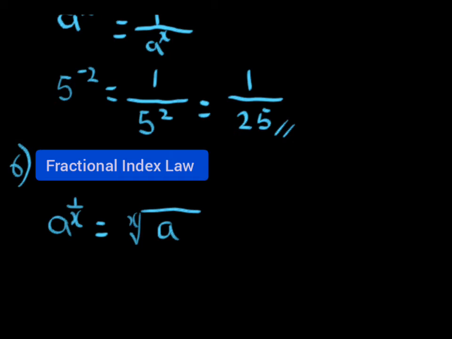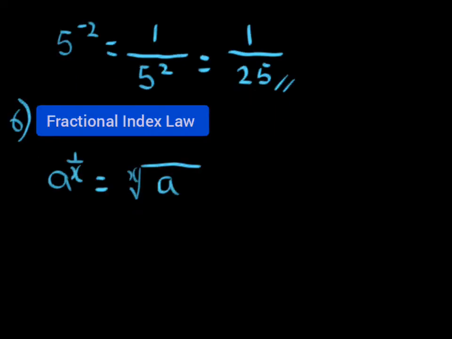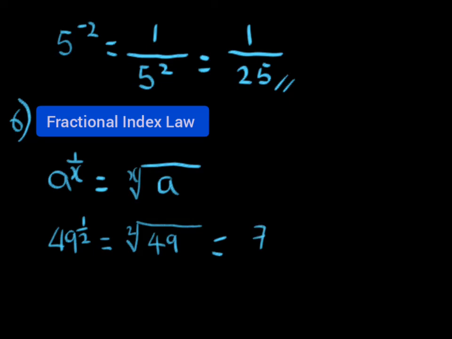In evaluating some examples, we have 49 raised to power 1 over 2. The 2 becomes our root, so this becomes the square root of 49. And you know as well as I do that the square root of 49 gives us 7.